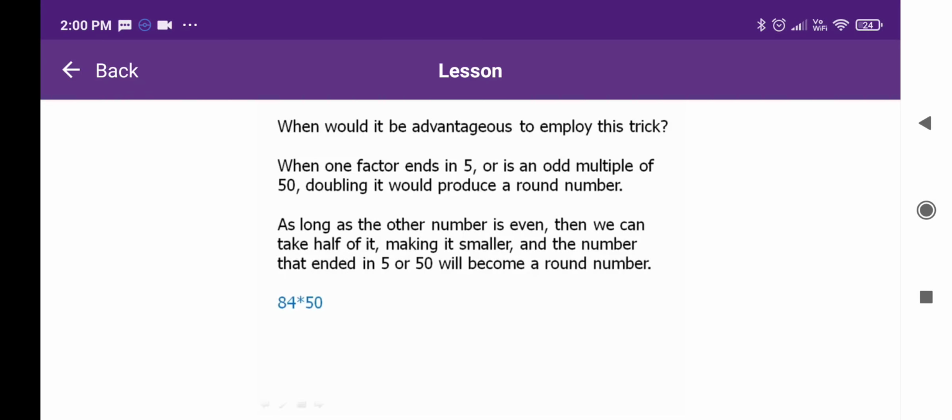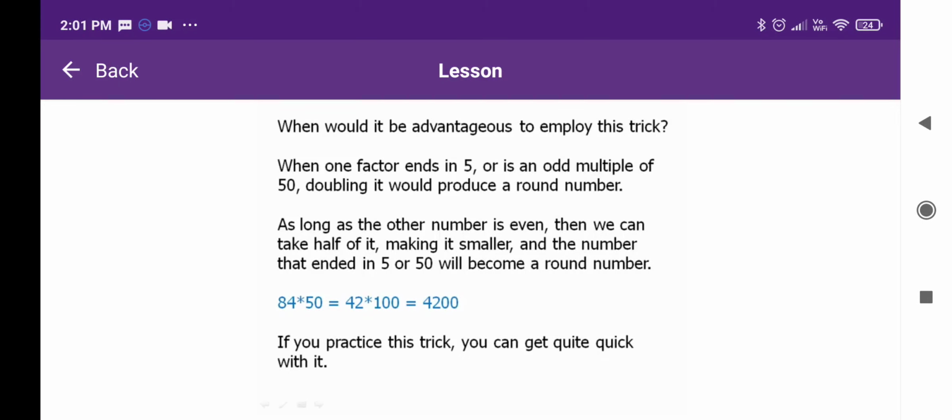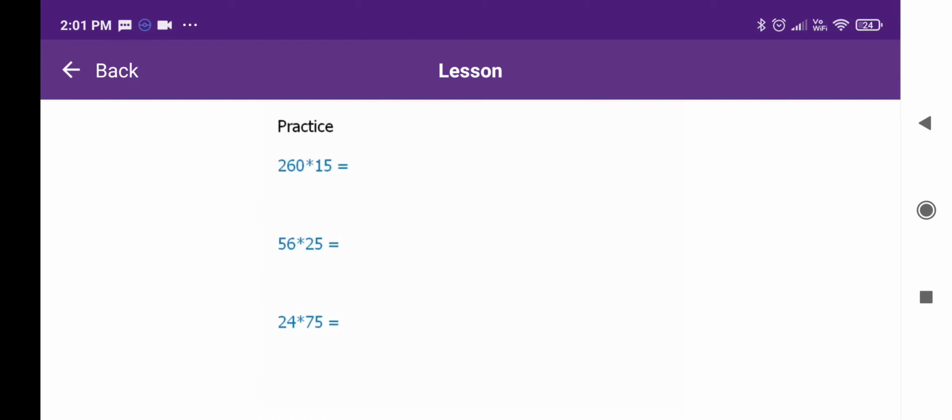So for example, if we had to do 84 times 50, well, doing that straight multiplication would be relatively challenging. Instead, what's half of 84? Obviously, half of 84 is 42. And then we'll double 50. 50 doubled is 100. Well, 42 times 100, I can do that in my head very easily. That's just 4,200. If you practice this trick, you can get quite quick with it. Here are some practice problems. Pause the video, and then we'll talk about this.